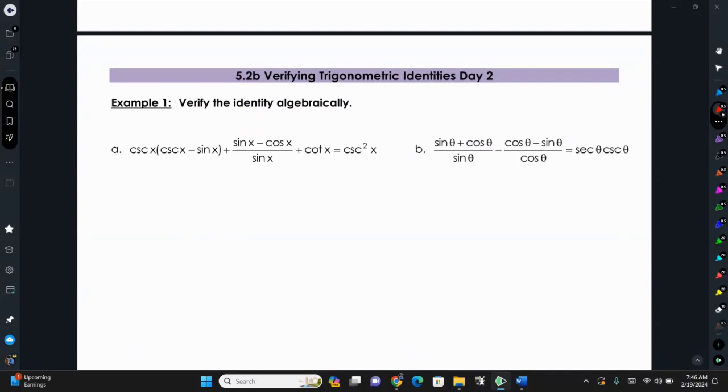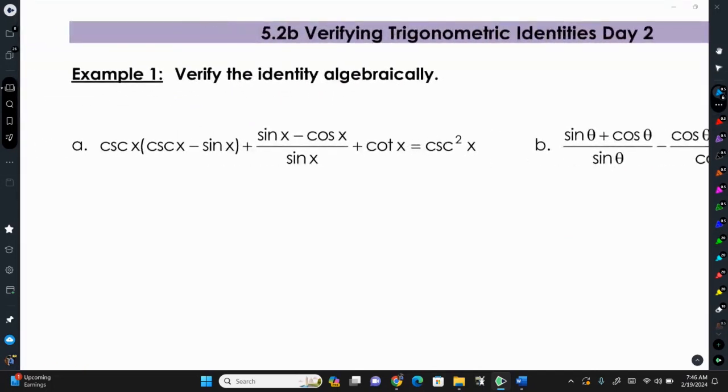Today we're going to take the work we did yesterday with verifying trig identities and take it a step further with a little bit more complicated identities and talk about some strategies on how you can approach these. So if we look at example 1, part A, we see the left side is just massive. It has a lot going on, and on the right side it's supposed to reduce down to cosecant squared of x. So what we need to do is figure out how can we get this condensed in order to get it down to that cosecant squared.